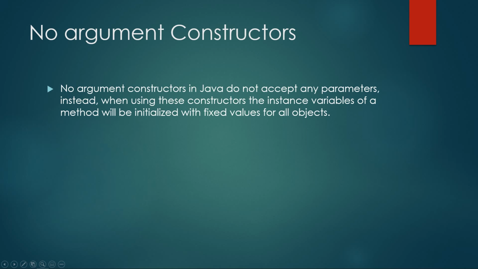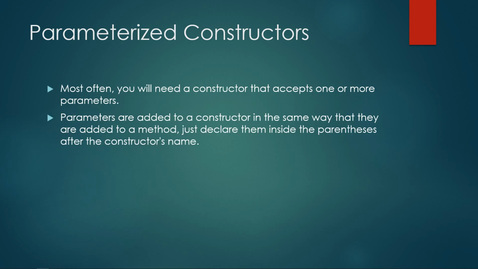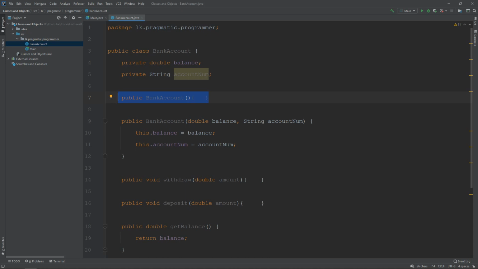Okay. The next category is parameterized constructors. Most often, you will need a constructor that accepts one or more parameters. Parameters are added to a constructor in the same way that they are added to a method. Just declare them inside the parentheses after the constructor's name. So if you look at IntelliJ again here, this is a parameterized constructor. Let me put a comment there.